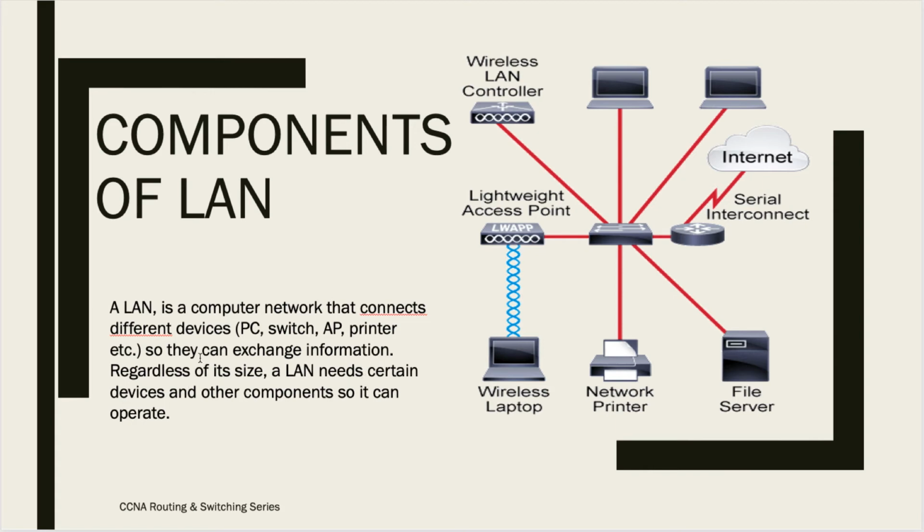Why do we create a LAN? So they can share resources and exchange information. Again, regardless of its size, a LAN needs certain devices and other components. These are some of the devices that we can see here. In the early LAN, the devices primarily had Ethernet connectivity, meaning wired connectivity between the devices, where it was primarily limited to computers, servers, printers, and some other things.